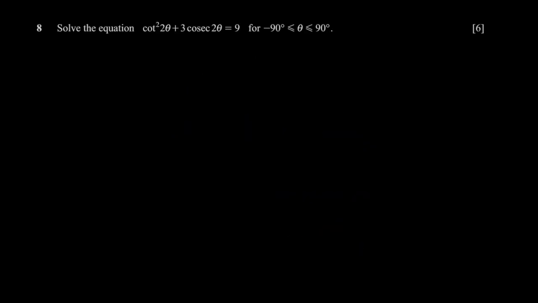Okay, so here we are in question 8. We want to solve the equation cot squared of 2 theta plus 3 cosec 2 theta is equal to 9. And I think the best way to do this is by using an identity to begin with. The identities are given in the front of your exam paper, and you are told that cosec squared x is equal to 1 plus cot squared x. So we can use that. We can replace this cot squared with cosec squared minus 1. So that's what I'm going to do.